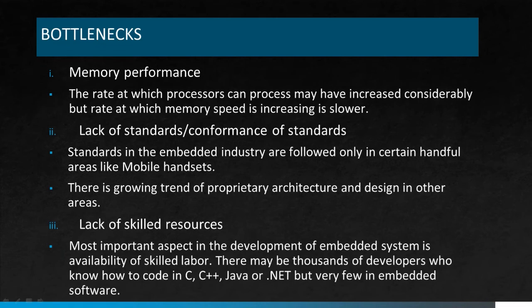Standards are followed only in certain handful areas like mobile handsets. In other areas, there is a growing trend of proprietary architecture and design. Third one, lack of skilled resources. There is a lack of availability of skilled laborers. There may be thousands of developers who know how to code in languages like C, C++, Java or .NET, but very few in embedded software.